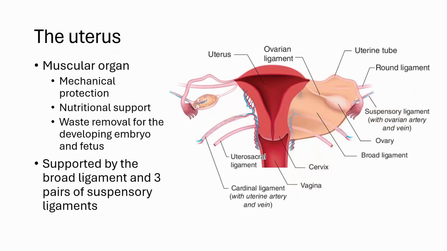Now, the uterus itself is a muscular organ. It provides mechanical protection for the developing fetus. It gives nutritional support, and waste is removed from the developing embryo and the fetus. And it's going to be supported by the broad ligament and 3 pairs of suspensory ligaments. And you can see the broad ligament right here. And then those 3 pairs of suspensory ligaments are going to be the round ligament. Okay. The cardinal ligament. You can see it here as well. And then the uterosacral ligament.